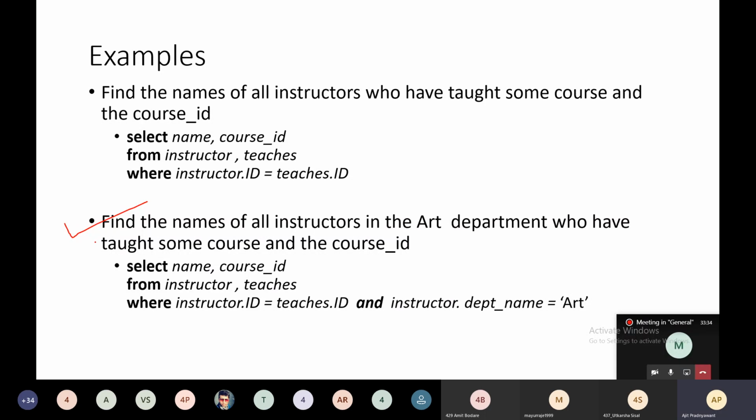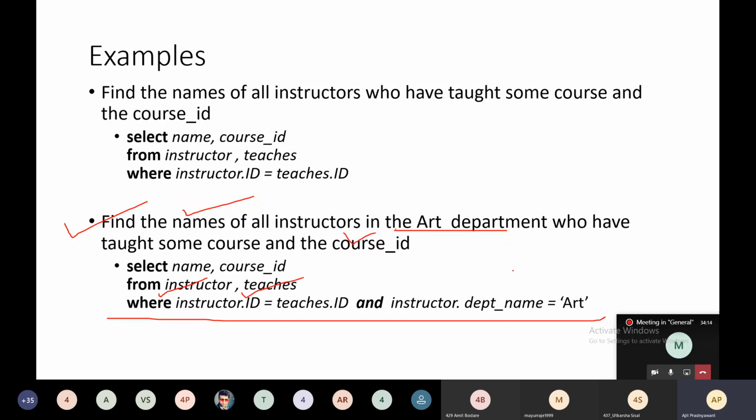So you need to read this problem query statement carefully. You have to understand what you have to retrieve, and what the different conditions are that you need to complete the query statement. Here the condition is the art department, all the instructors from the art department, so we have put this condition in the where clause. And what we require is the name and course ID, and this information is present in the instructor and teachers relations.